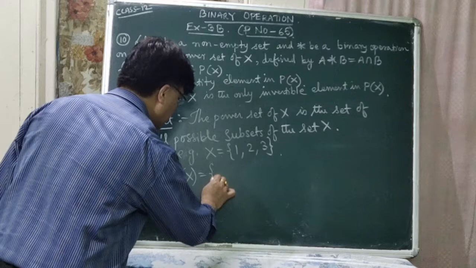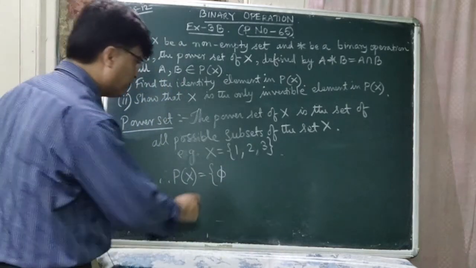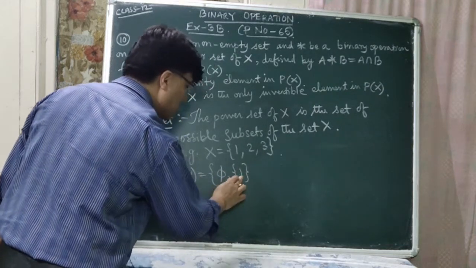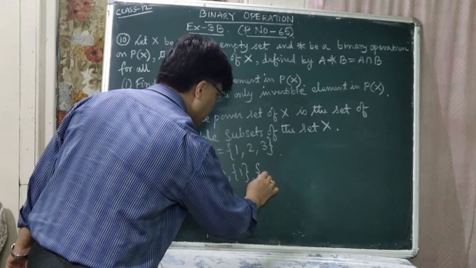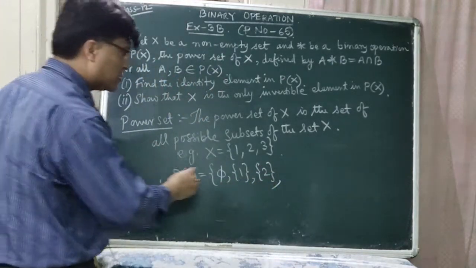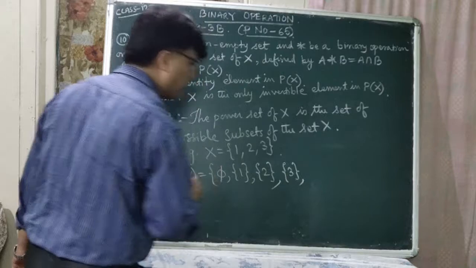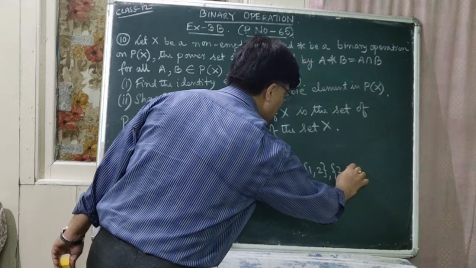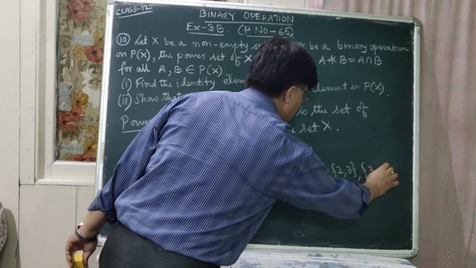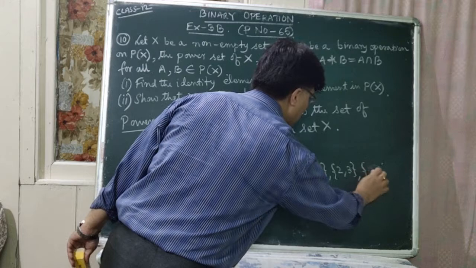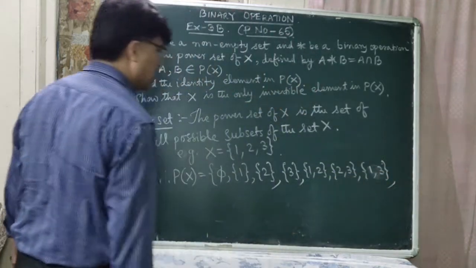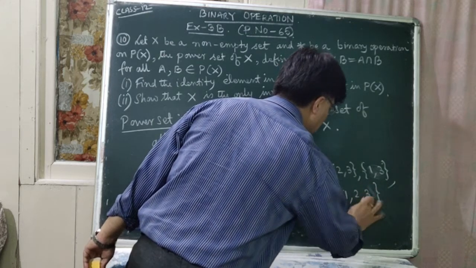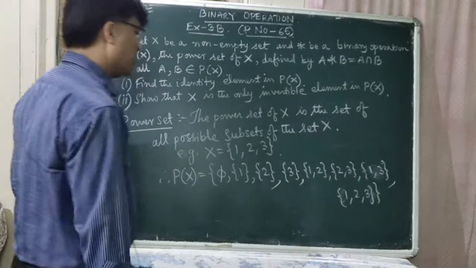So here, what do we write? This is one of the sets: phi. Phi is a subset of every set. Then comes {1}, which is a subset of X. {2} is a subset of X. {3} is a subset of X. Now take the elements in pairs: {2, 3}, then {3, 1}, or you can write {1, 3} or {3, 1}, same thing, right? Then comes {1, 2}, sorry. And this is {1, 2, 3}.